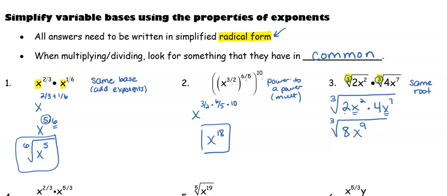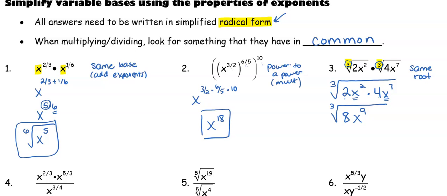Now when I go to simplify this, this is the cube root. That tells me that I need groups of 3 to move it to the outside. Well, 8 is really just 2 cubed. And we've got 9 x's. So I need groups of 3. I have a group of 3 2's. So the 2 goes to the outside.